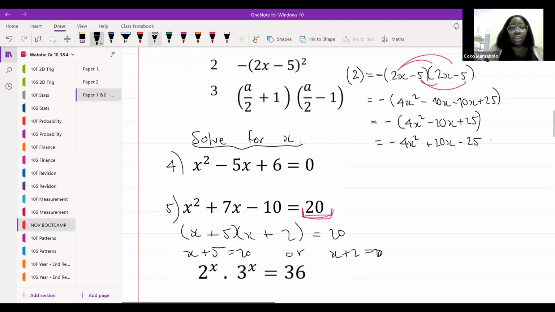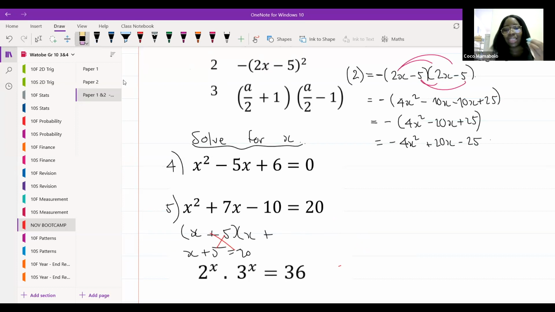This is incorrect. We cannot do this. That's not how the zero product law works. We need to make sure that there is a zero on the right-hand side. Give me a thumbs up if what I'm saying makes sense. We must make sure that there is a zero on the right-hand side.